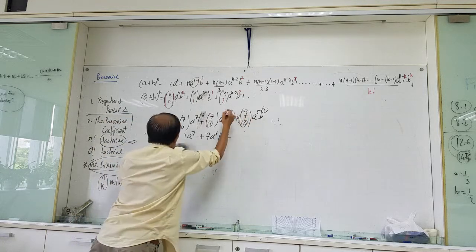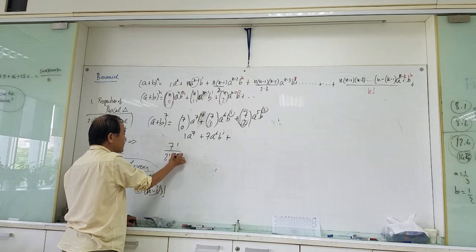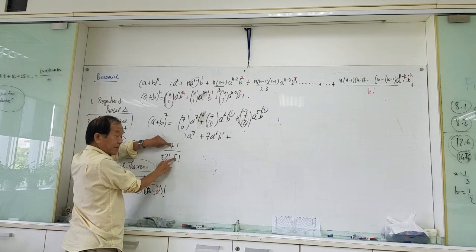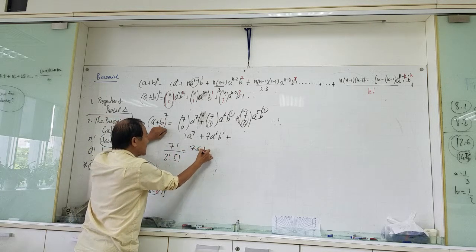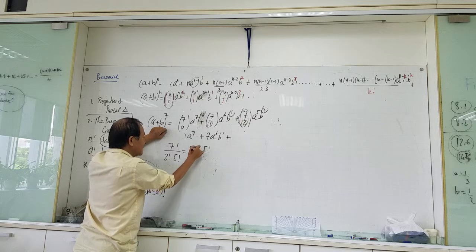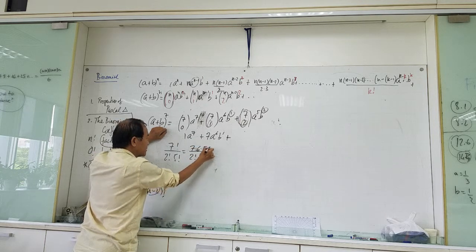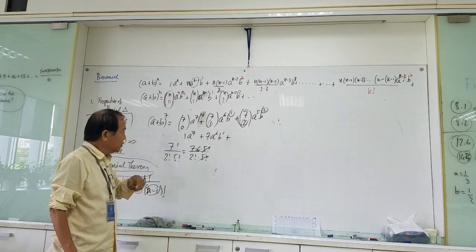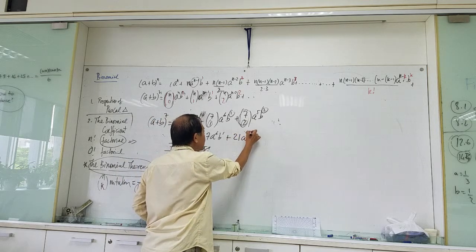So we find this one here, what is that? You have 7 factorial over 2 factorial times 5 factorial, since 7 minus 2 equals 5. So the sum of them always equals 7. So then you have 7 times 6 times 5 factorial. Stop there. And because you have this 2 factorial times 5 factorial, you cancel the 5 factorial. 7 times 6 equals 42, divided by 2 is 21. 21 a to the 5th b squared.